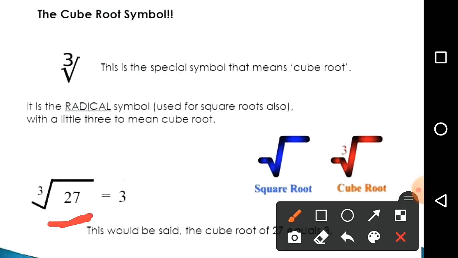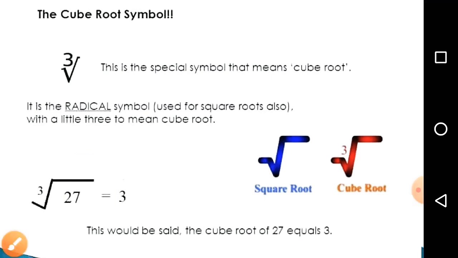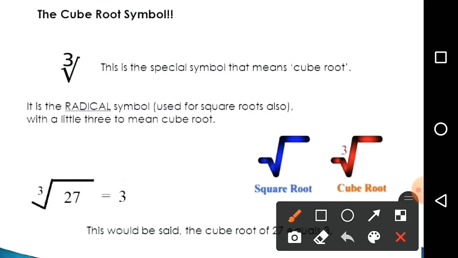27 is a cube number, that we know, but what is the cube root of 27? Which number do we multiply 3 times to get 27? That original number is 3. We are multiplying 3 three times. So 3 is called the cube root. So this is the symbol for square root and this is the symbol for cube root. So the cube root of 27 is equal to 3.